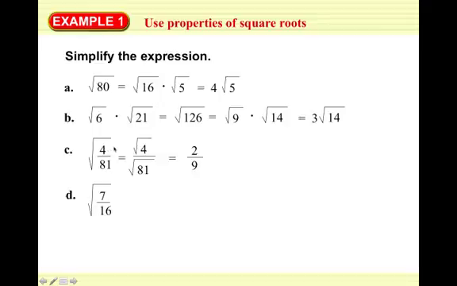Square root of 7 over 16 is square root of 7 over square root of 16. Nothing we can do about square root of 7. Square root of 16 is 4, but this is still good for us because you can have a square root on top, you just can't have one on bottom.